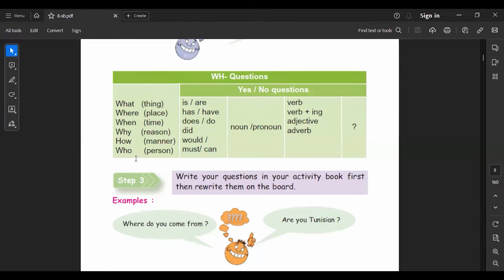Now, the yes or no questions don't start with WH question words. Instead they start with the verb to be, which is is or are, the verb to have, which is has or have, or the verb to do, which is does, do, or did. It can also start with would or with modal verbs, which are must or can. With them we are going to see nouns or pronouns, and of course we have a verb, and each verb is conjugated in its suitable tense.